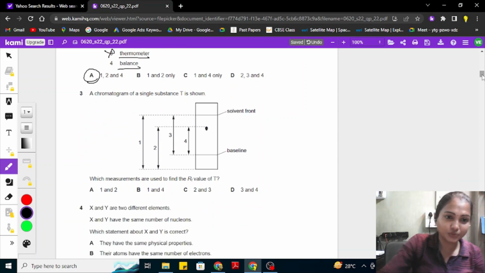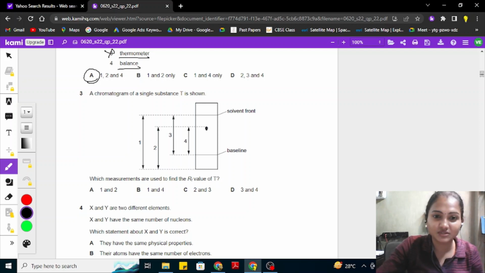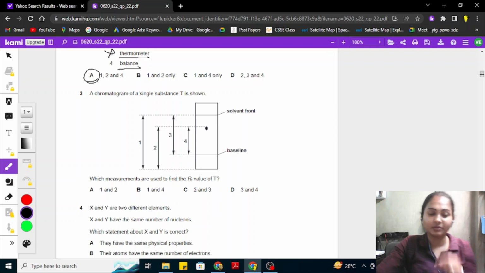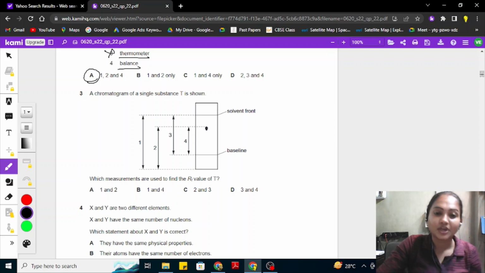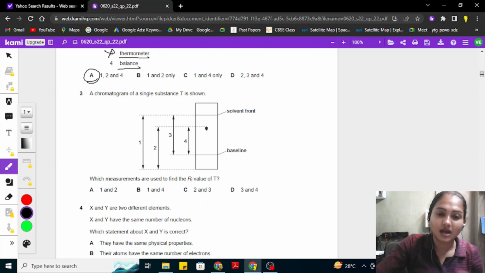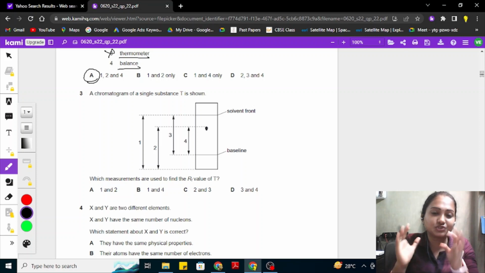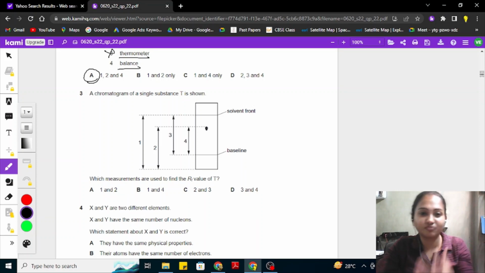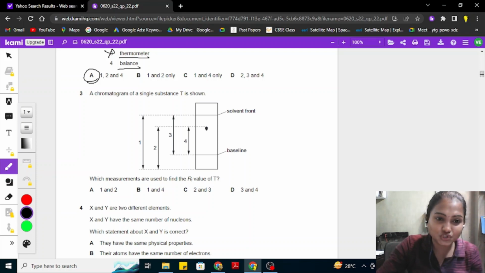Moving forward to the third question, a chromatogram of single substance T is shown here. Which measurements are used to find it? Chromatography is basically where you take a chromatogram paper, you draw a line with a pencil 1 centimeter above, you drop your sample onto it and you dip it and allow it to run inside a solvent up to 75 to 80%, without allowing it to move. It should be still. And then the spots get separated here. This is for the separation of pigments and so on. So which measurements are used?